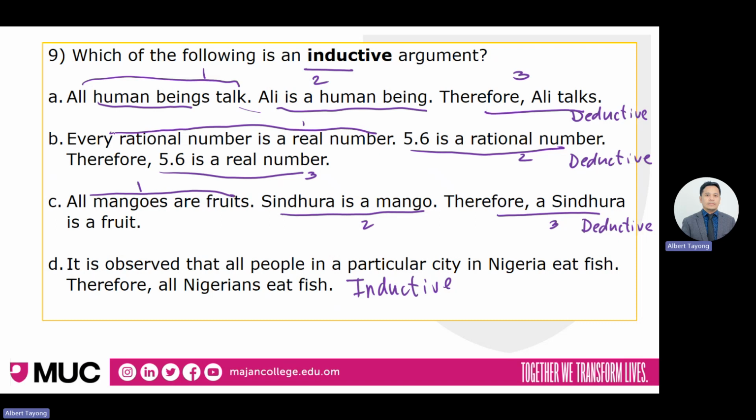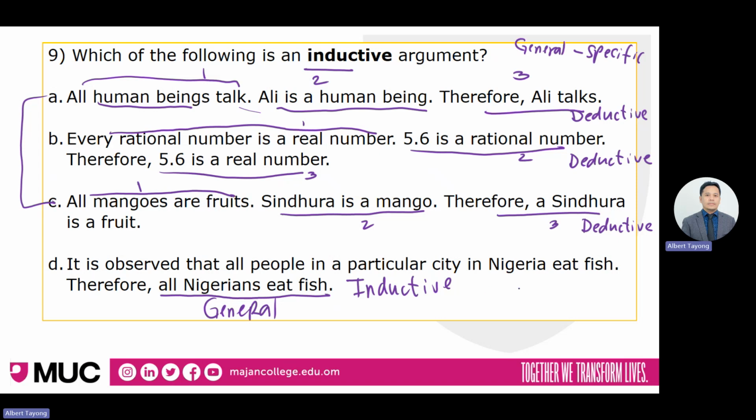So deductive is from general to specific. Here we have all human beings. It is from general to specific. Then here we have Ali talks, specific. Here Sindura is a fruit, again specific. Here 5.6 is a real number. Here we're going to start with specific and then general. So this is our general conclusion.